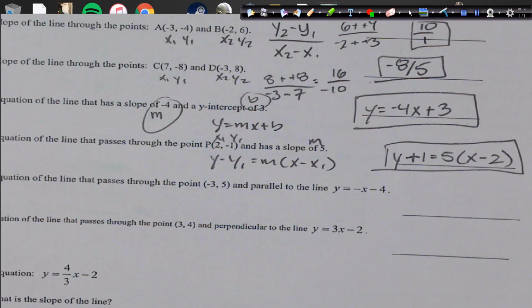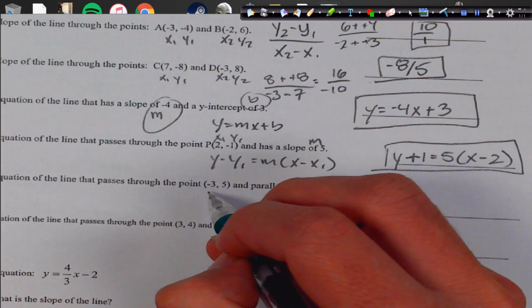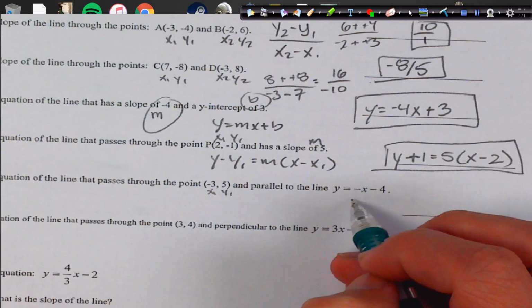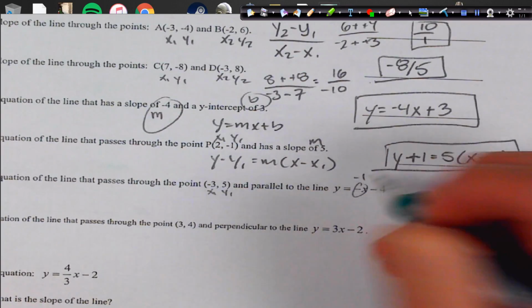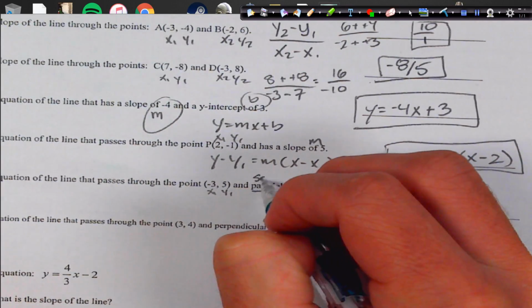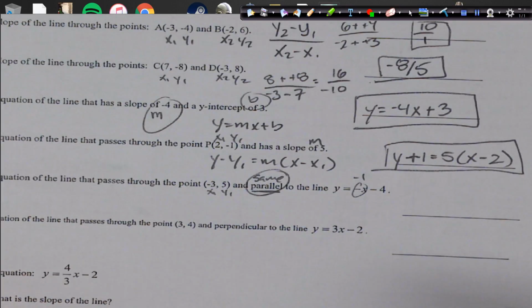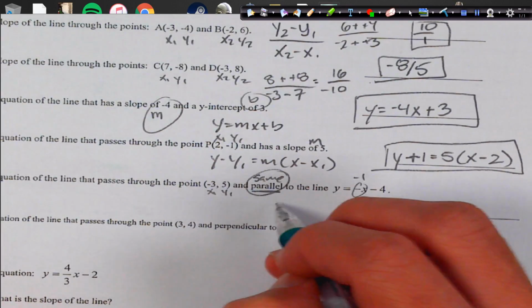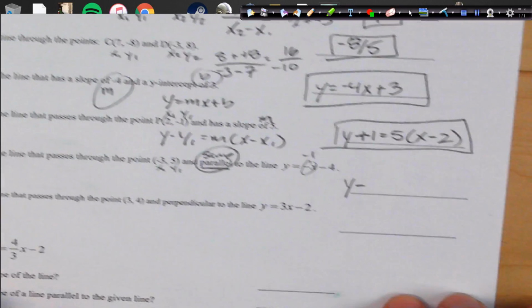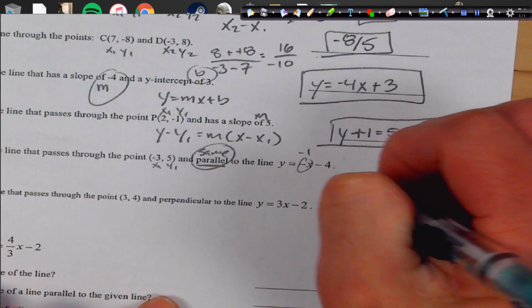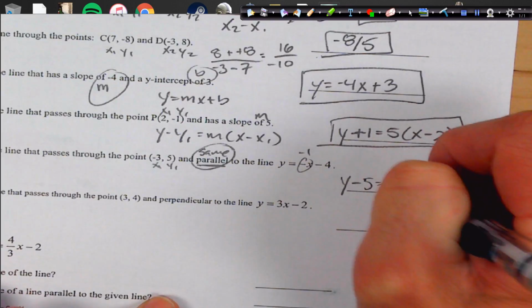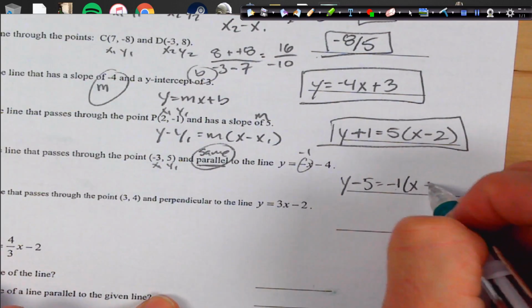Okay? Number 20, write the equation of a line that passes through the point -3, 5, and parallel to line y equals -x minus 4. Well, this is x1, y1, and right here is our slope of -1. Since it's parallel, we're going to have the same slope. So I'm going to use the slope of -1 and this point in this equation, so we're going to get y minus 5 equals, use the same slope, x minus the negative 3 is going to make it a positive.